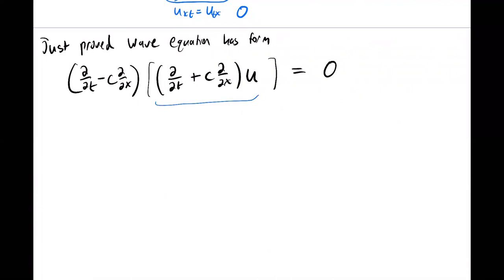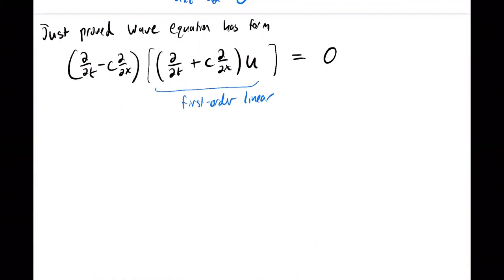If you just consider this operator, this should remind you of a first order linear equation. In fact, what I really have here are two different differential operators, both of which, if I just set them equal to 0, would give me first order linear equations, and we know how to solve these. And so we're going to use this as a guide to actually arrive at the solution. And so how are we going to do this?